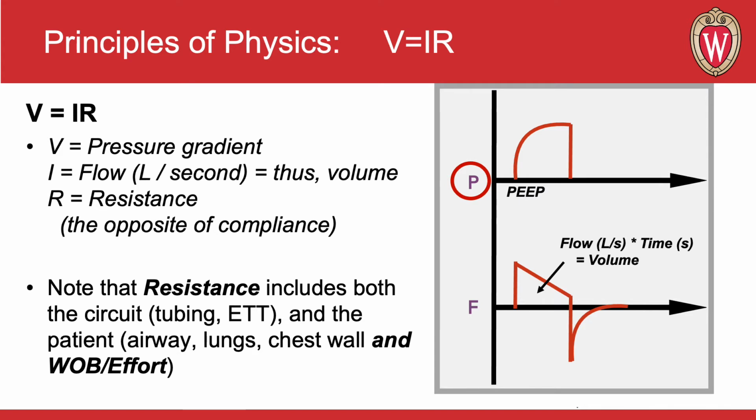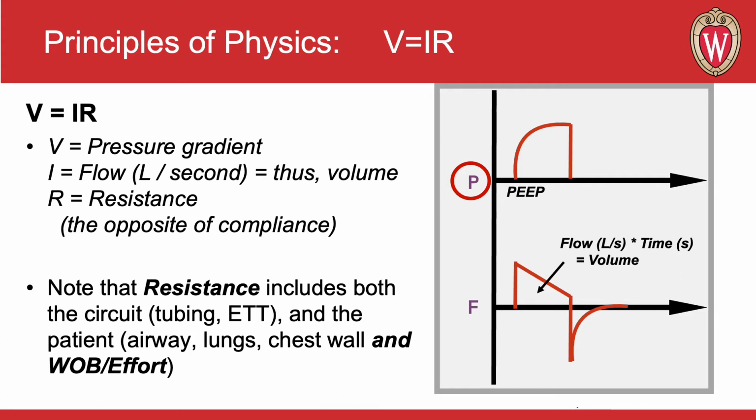And then R, the final part of V equals IR, is resistance, or when we talk about the lungs, we normally talk about compliance, and resistance is simply the inverse of compliance. And I'll note that resistance to the vent includes both the circuit, all the tubes and connectors, as well as the patient. And that includes the airway, what we think about all the time, which is the lungs, but also things like the chest wall.